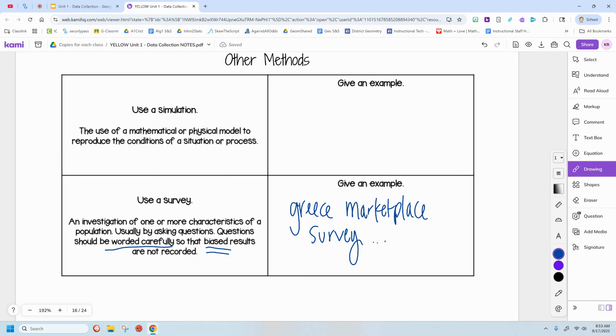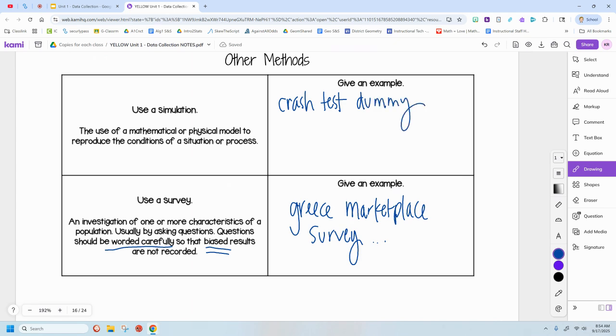And then the last one is using simulations. Now, simulations are really helpful. They can be mathematical models or they can be physical models to reproduce conditions of a situation or a process. And you do that because it's expensive to have the real situation. It is not healthy to have the real situation, those kinds of things. So for example, I want to test to see how a car does when it has an impact, right?